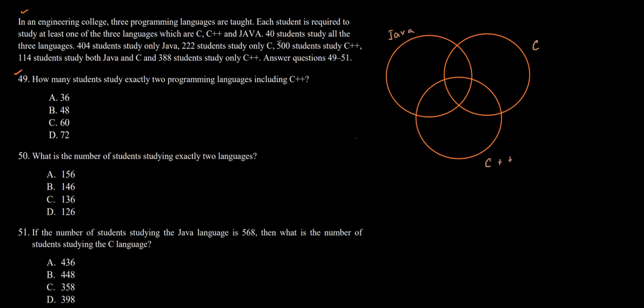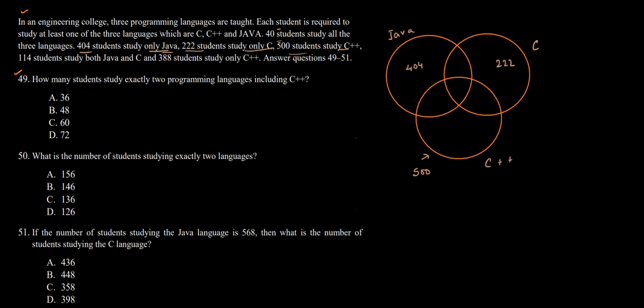So starting from the first, we have 40 students study all the 3 languages. So all the 3 languages means this whole Venn diagram, 40 students consisting of this whole Venn diagram, whereas we have 404 students studying only Java. Only Java means this part, so this is 404. Now we have 222 students study only C, so 222 is this part. Then we have 500 students study C++. So 500 students means this circle is completely of 500.